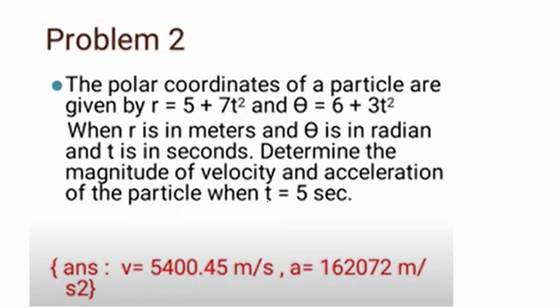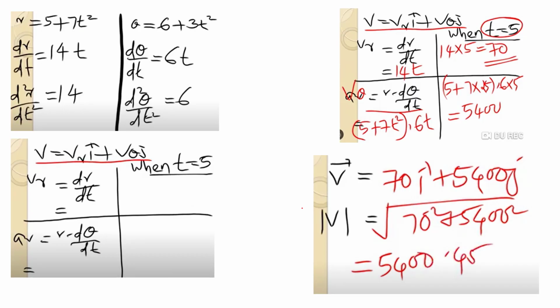Now, the second one is the position is given with the help of a polar coordinate system, right? So, r is given here. r is equal to 5 plus 7t square and theta is equal to 6 plus 3t square. We need to determine the magnitude of velocity and acceleration when t equal to 5 seconds. It's also a very simple question. So, how will you solve this one? See, r is given, right?